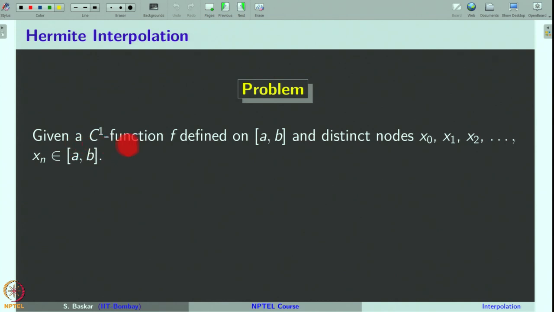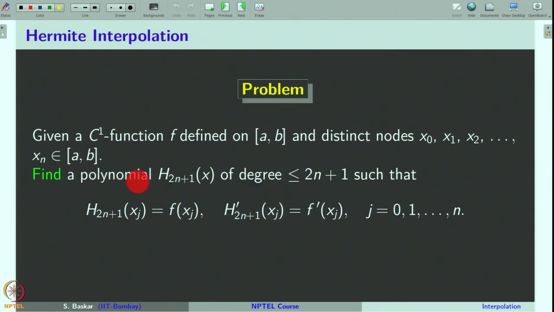Well, given a C1 function defined on an interval AB, let us consider n plus 1 node points in the interval AB. Now, the problem is to find a polynomial h of x. Well, I will not always say this suffix 2n plus 1, I will just say h of x. This polynomial h of x is of degree less than or equal to 2n plus 1 such that h of xj is equal to f of xj, that is the interpolation condition of order 0, and then we will also impose the interpolation condition of order 1, that is h dash of xj is equal to f dash of xj, and this should happen at all the given node points, right.